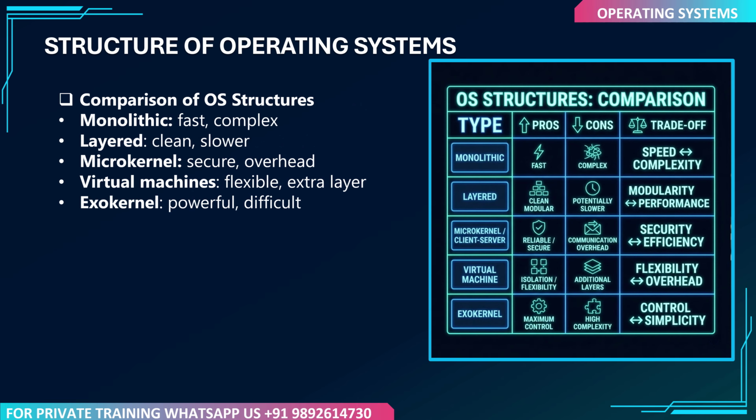When you look at all these structures together, you can see that there is no single perfect design. Monolithic systems are fast but complex. Layered systems are clean but can be slower. Microkernels and client-server models improve reliability and security but introduce communication overhead. Virtual machines provide isolation and flexibility but add extra layers. Exokernels offer maximum control but at the cost of simplicity.